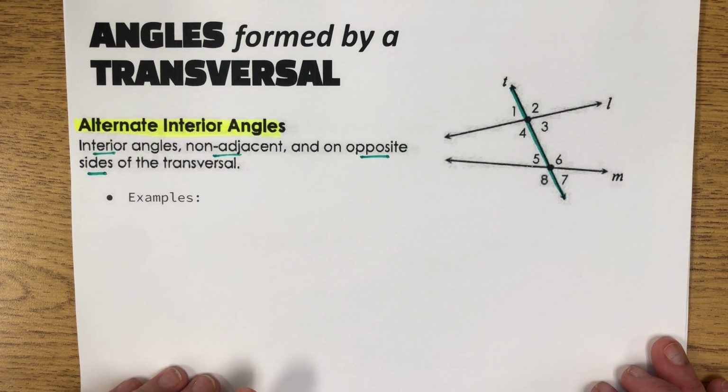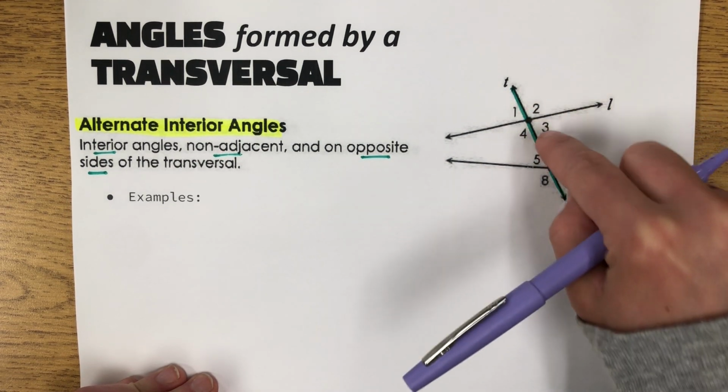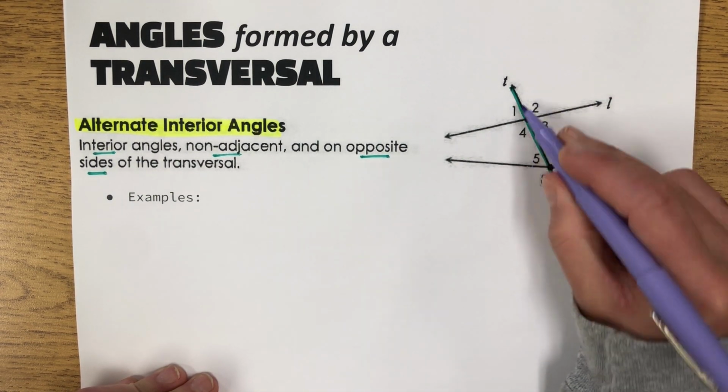And on opposite sides of the transversal. Okay, so let's go ahead and look at that. There's only two in this case. So the first one, remember they're interior, so they could only be these inside angles here. They could not be on the outside.